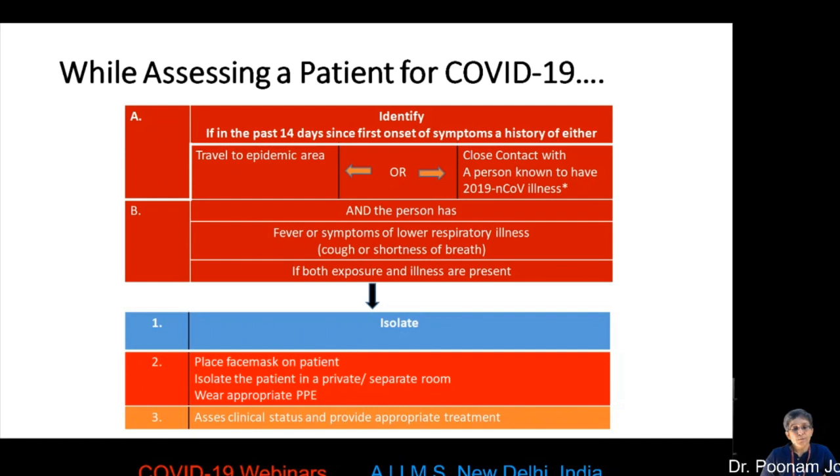So if both exposure and illness are present and confirmed by the laboratory test, we need to isolate the patient. These patients should have the face mask on them. Isolate the patient in a private or a separate room. Wear appropriate personal protective equipments while providing care to these patients. Continue to assess their clinical status and provide appropriate treatment.